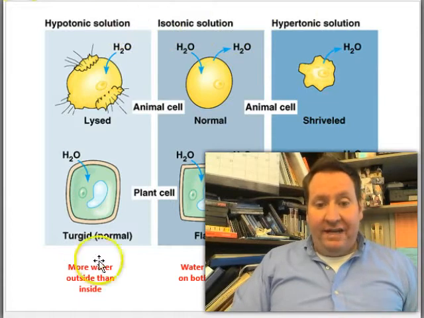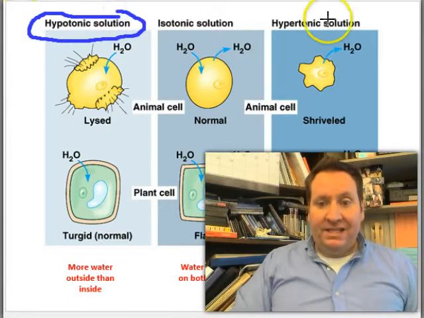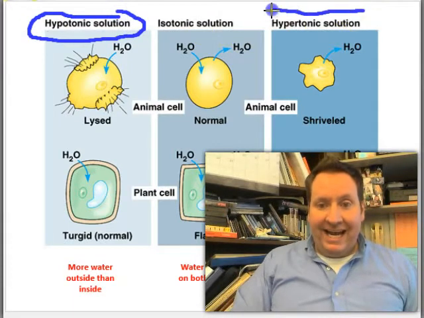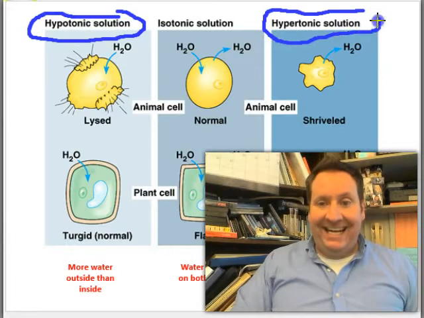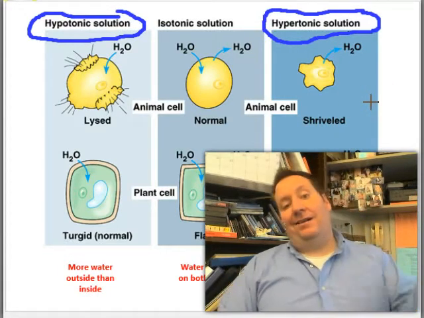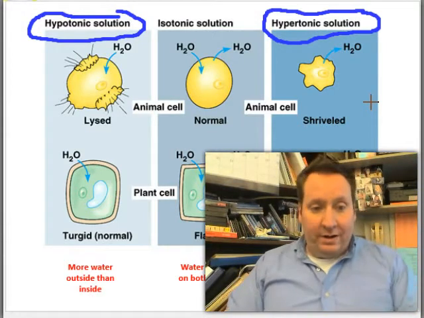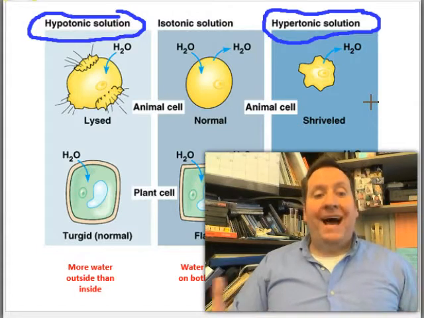Now, the opposite end of the spectrum: we have a hypotonic solution that's right here, hypo, more H2O. The opposite of hypotonic is hypertonic. In a hypertonic solution, it contains less water. So this would be that previous example when I put that cell into sugar water or salt water. And what's going to happen? Well, water is going to move from high to low concentration.